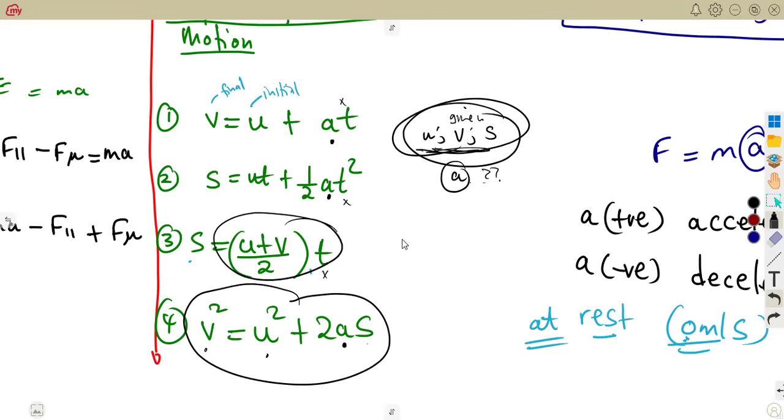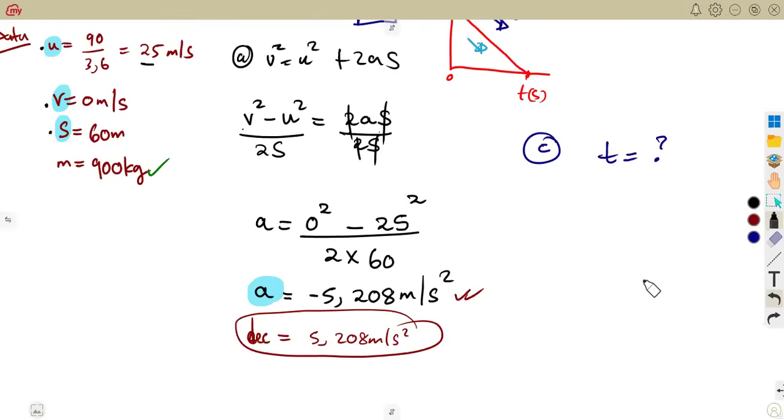Also, this one was going to work. It's fine because we've got U and V. Here we do not have time. So this one was going to be best. And between number 1 and 3, I mean, you just choose the one that you want, guys. All right. So as for me, I'm just going to use the first one.